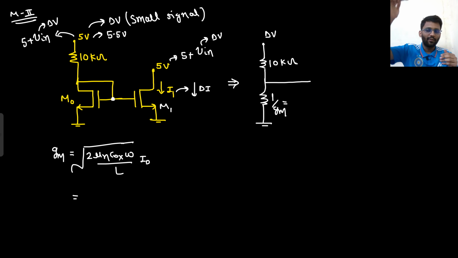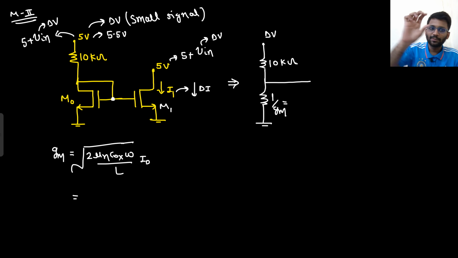What is that thing? 5 volt is applied. Now it is changed to 5.5 volt. That means there is a small signal change. So I can replace that 5.5 by 5 plus delta V, where 5 is the DC bias and delta V is a small signal, right? So delta V is a small signal.